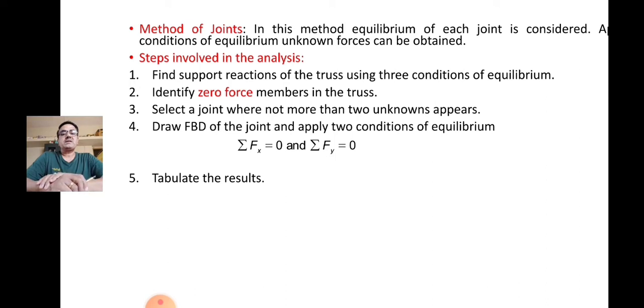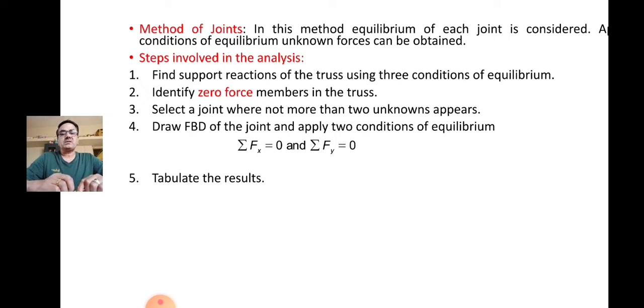Third step is, after identifying zero force members and finding the support reactions, you have to select one particular joint at which there are only two unknowns. This is a very important condition. If at a joint there are three unknowns, then you cannot analyze that particular joint.